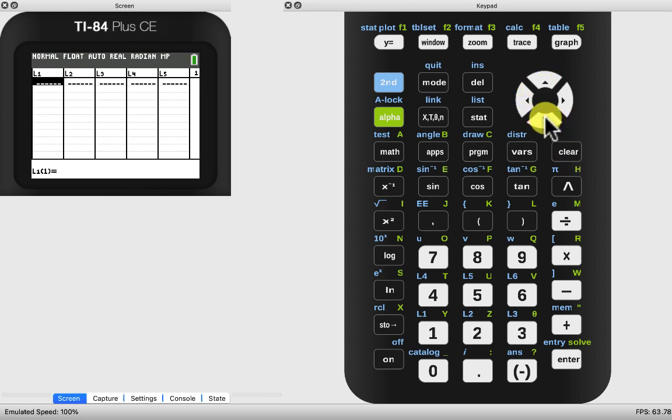And we're going to enter into list 1 our X's, which is our years. So go ahead and enter in 0 through 8. Once you have 0 through 8 entered in, go over to list 2, and we're going to now enter in the number of subscribers in millions.